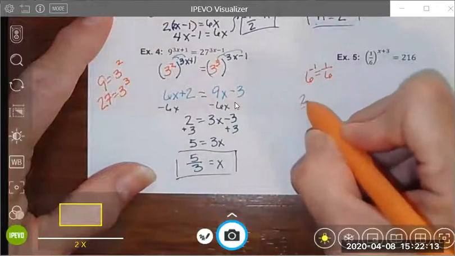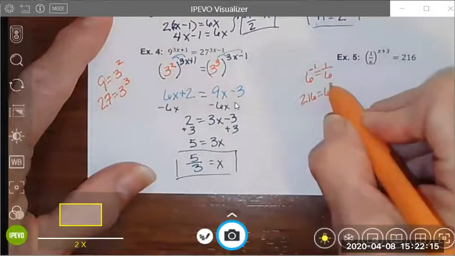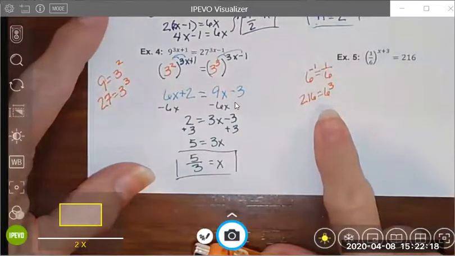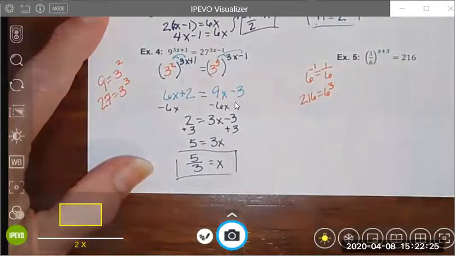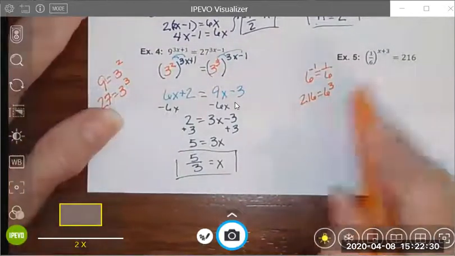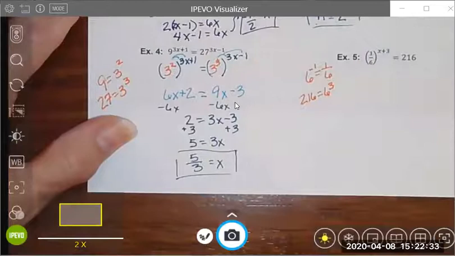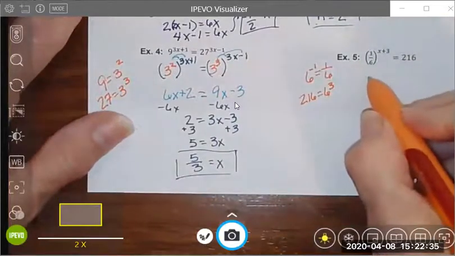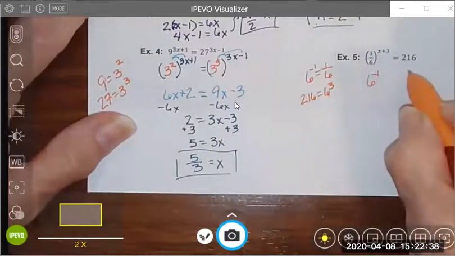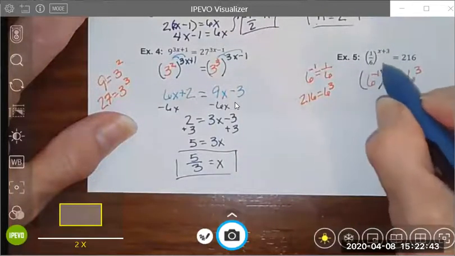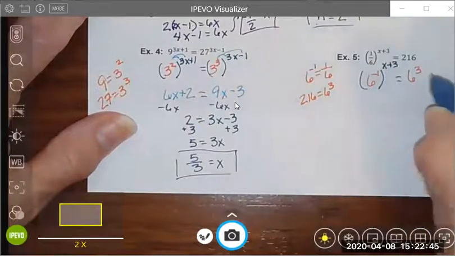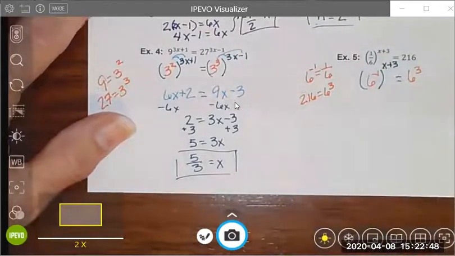216 can be rewritten as 6 to the 3rd power. Again, the table we had when we did our exponential unit that has all your squares and cubes can come in really handy right now. Okay, so what I've done is I've created a common base for 1/6 and 216. So I'm going to use that new base and substitute it in for my original base, keeping the original exponents. And there were no exponents over here, so that side is good to go.